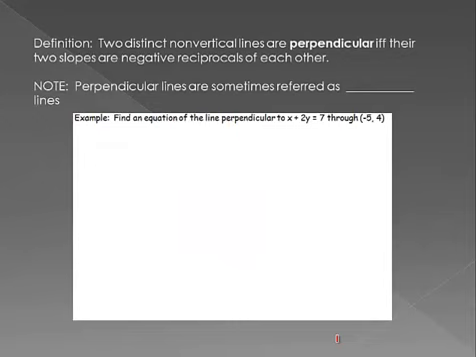Alright, two distinct non-vertical lines are perpendicular. So again, we're talking perpendicular. Remember, the symbol for perpendicular looks like that from geometry. As long as their slopes are negative reciprocals. Sometimes I use the word opposite reciprocals, just whatever one you want. Which means this, if one slope is 2/3, then the perpendicular slope would have opposite sign, would be a negative, and it would be 3/2. So we flip them and make one of them the opposite sign.